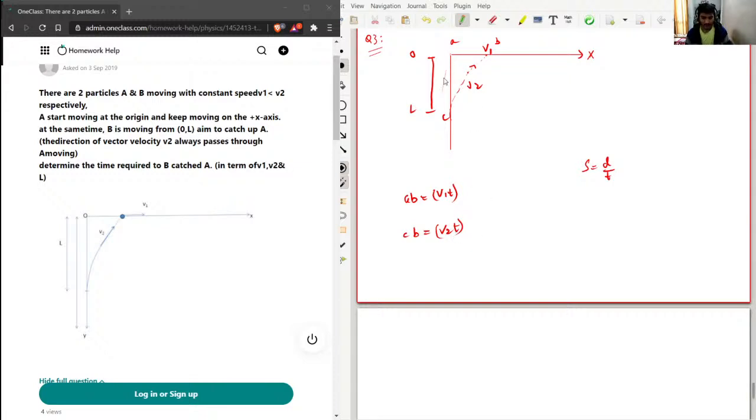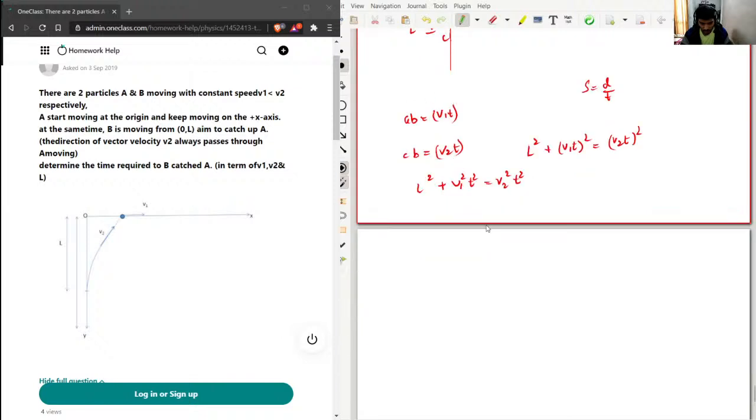Now I'm going to use the Pythagoras theorem for this triangle. So it will be L square plus (v1 t) whole square equal to (v2 t) whole square. Now I'll write L square plus v1 square t square equal to v2 square t square. Here the time is going to be t only because we are assuming that at this point B catches A and both of them take the same time.